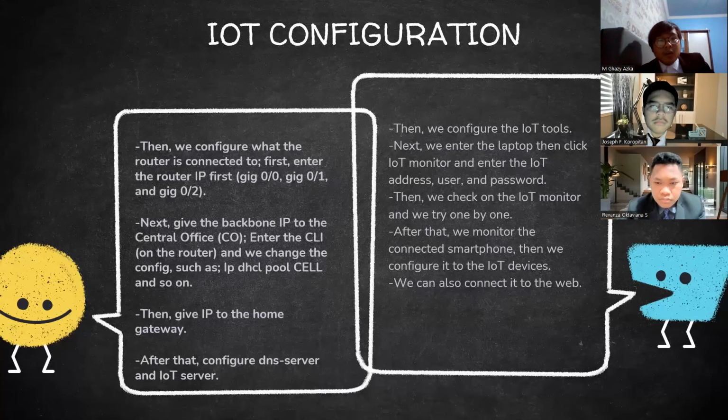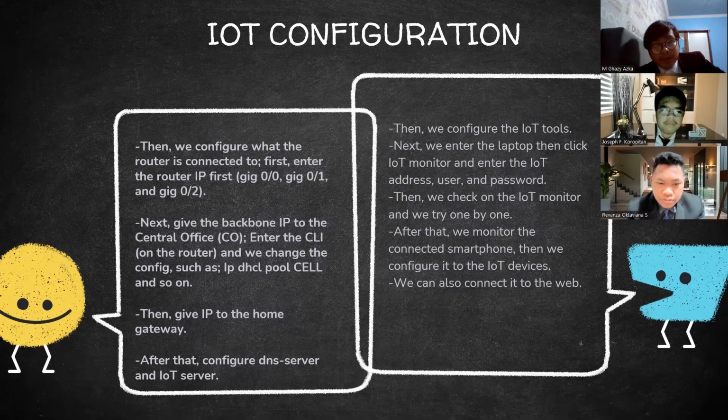And then we configure what the router is connected to. First, enter the router IP, like Gig 0/0, Gig 0/1, and Gig 0/2. Next, give the backbone IP to the central office, enter the CLI on the router, and we change the config such as IP, DHCP, and so on. Then give IP to the home gateway. After that, configure the DNS server and IoT server.